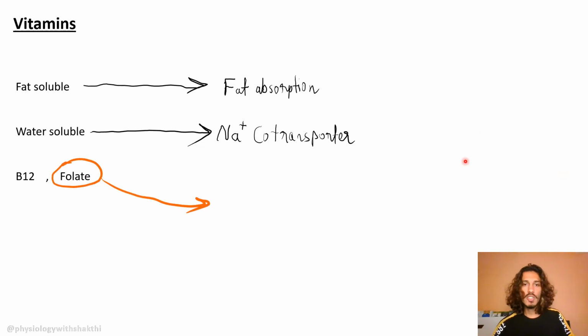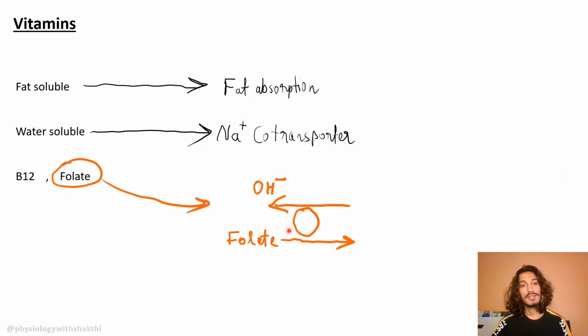In folate, what you notice is that this is a special one, unlike what we usually see. So folate comes in, and OH minus, your hydroxyl, is exchanged for that. So this sort of exchange mechanism with hydroxyl is involved in the absorption of folate. Now we'll go to vitamin B12.